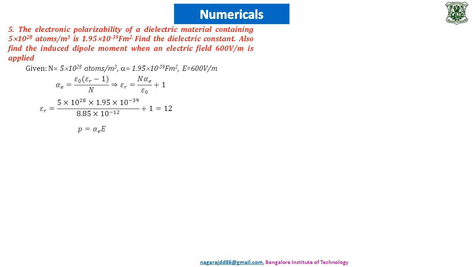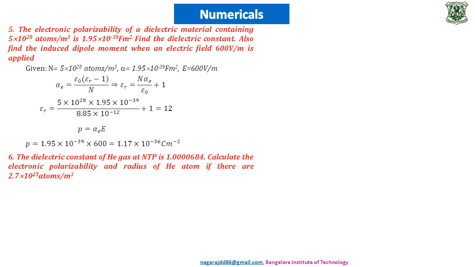Next is polarization P. P equals alpha E into E. Alpha E given, E given, then P comes out to be 1.17 into 10 power minus 36 coulomb per meter square.